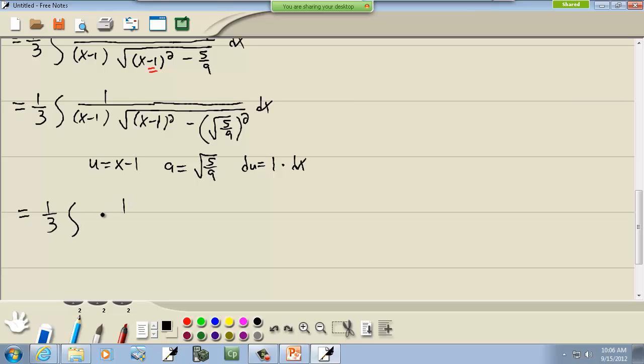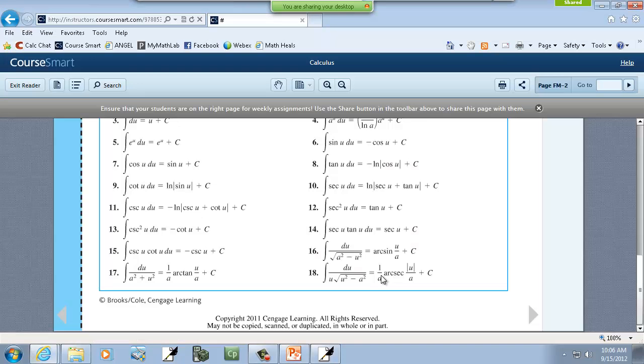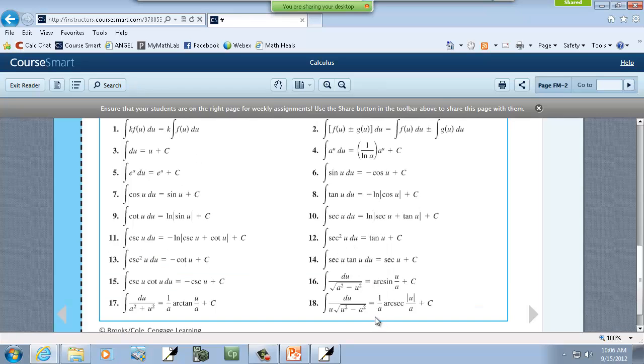So let's start plugging things in. This x minus 1 here becomes u. Then we've got square root, that becomes u. So we've got u squared minus, this is a, so that's a squared. And dx gets replaced by du. Now it matches our formula exactly.